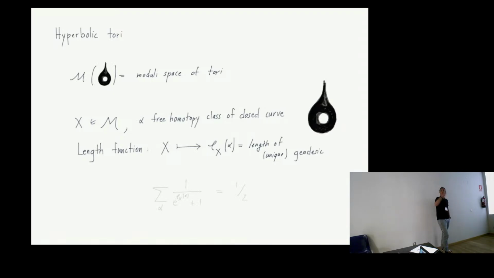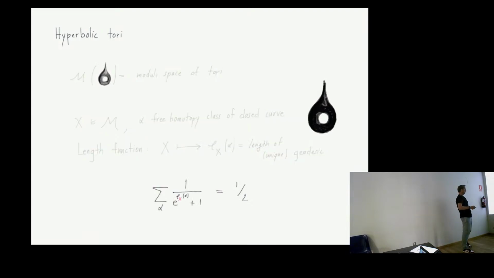And each time you take a point that lies in that moduli space and a homotopy class of closed curve, you get a geodesic realization. So this gives you a function that associates to an element of your moduli space the length of the geodesic that corresponds to that free homotopy class. This is exactly as Viveka was talking about before, as Gu was talking about before as well.